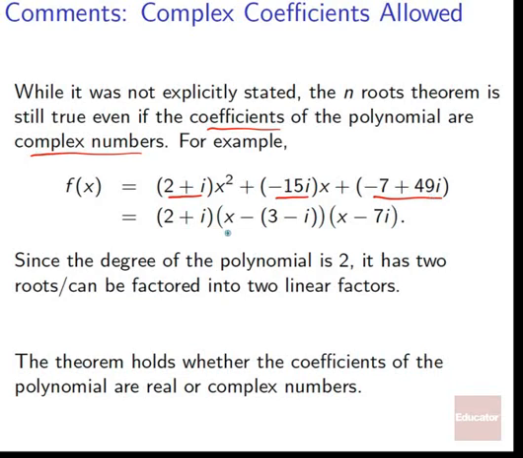We can break it into linear factors, 2 linear factors, because remember we started off with a degree of 2 on our polynomial. So we can break it into 2 linear factors along with some constants at the front. So 2 plus i times x minus 3 minus i times x minus 7i. So the degree of the polynomial is 2, and it has 2 roots, or we can look at that equivalently as being factored into 2 linear factors. So the theorem holds whether the coefficients of the polynomial are real or complex numbers. Pretty cool.